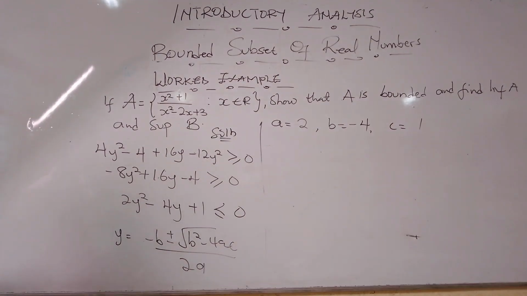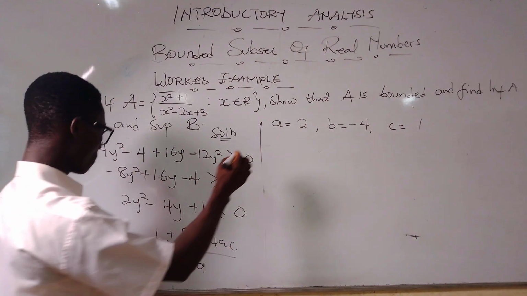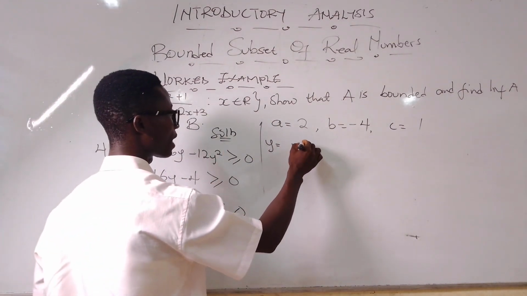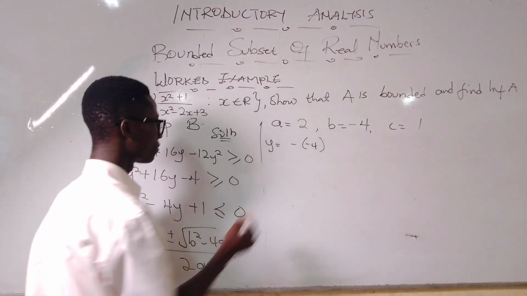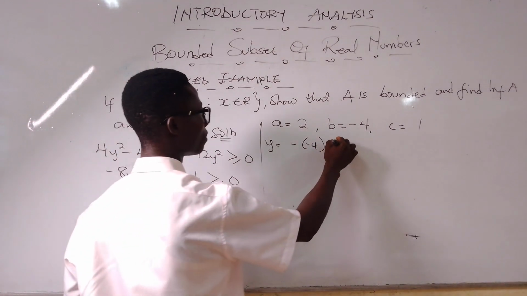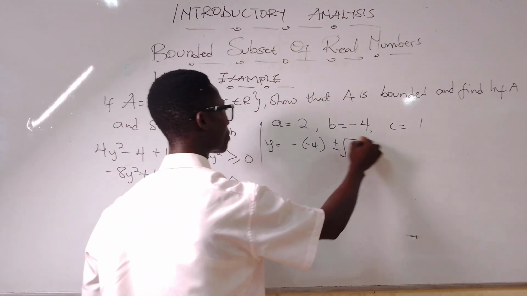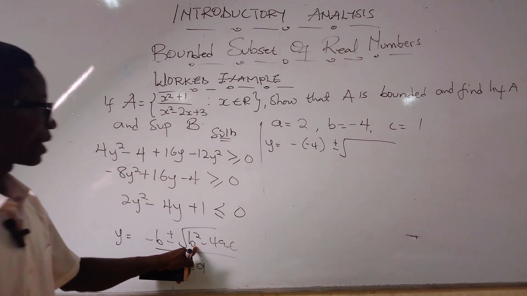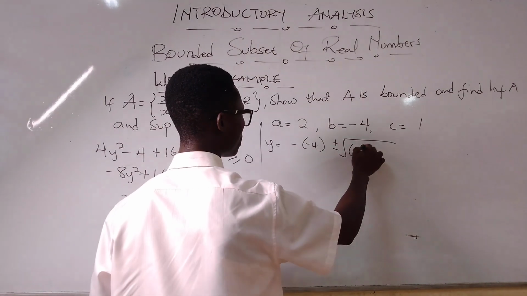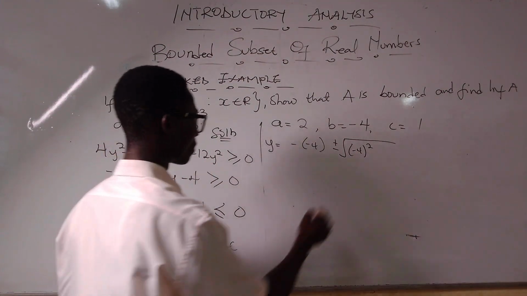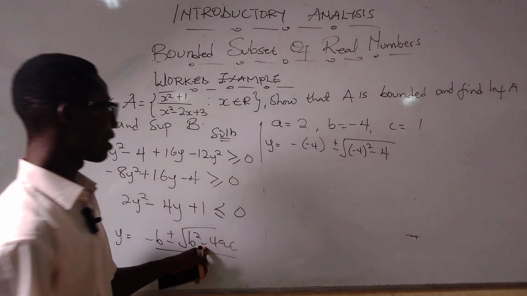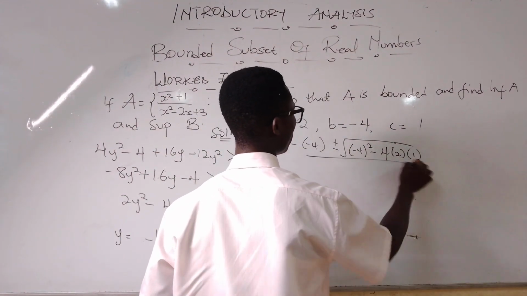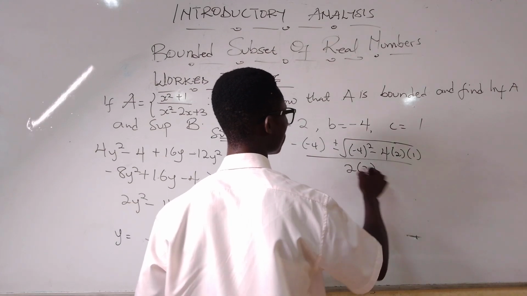Now let me do substitution. I am going to have y equal to negative b, which is negative 4, plus or minus square root of b squared. So what is b? Negative 4 all squared minus 4, a is 2, and then c is 1, all over 2 times a, which is 2.